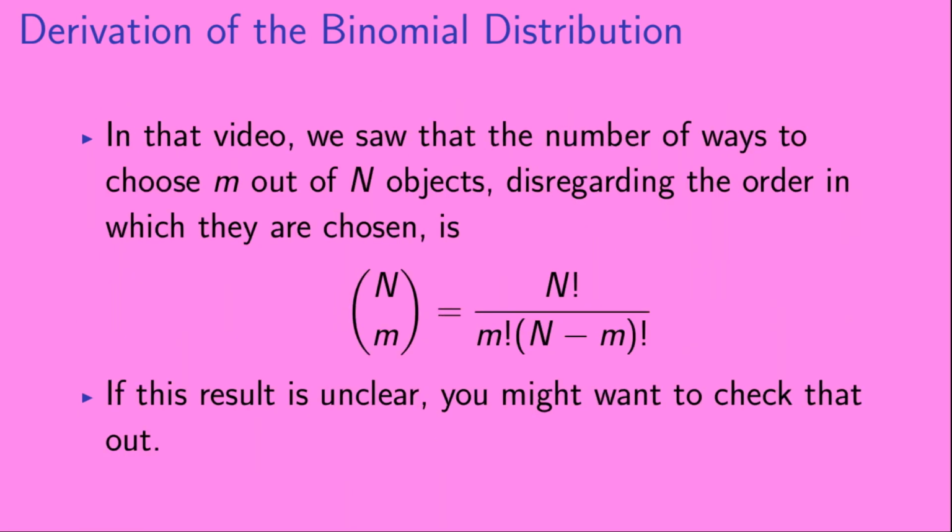In that video, we saw that the number of ways to choose m out of n objects, disregarding the order in which they are chosen, is what is called n choose m, which equals n factorial over m factorial times n minus m factorial. If this result is unclear, you might want to check out that video.